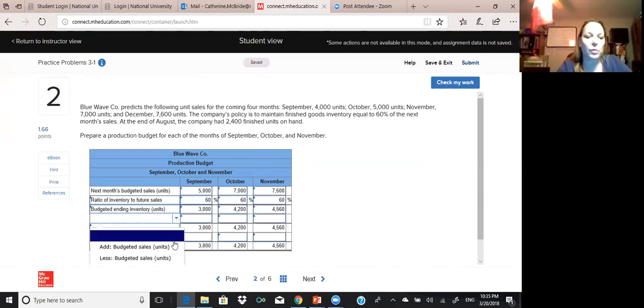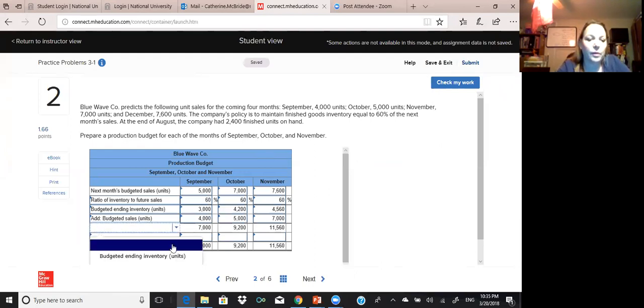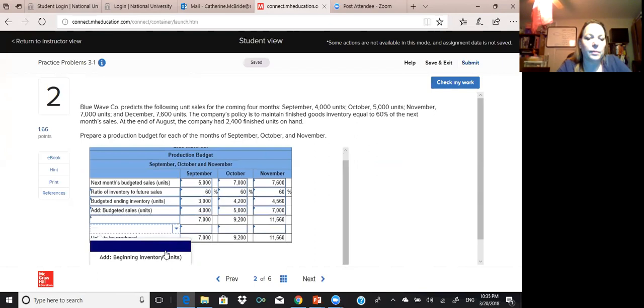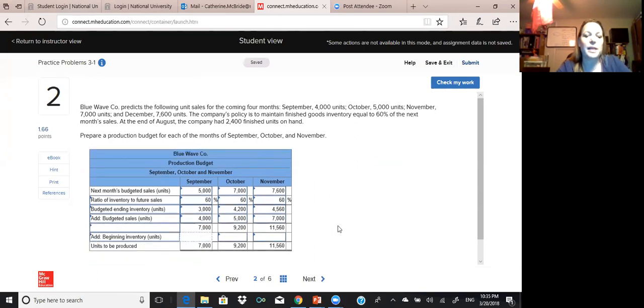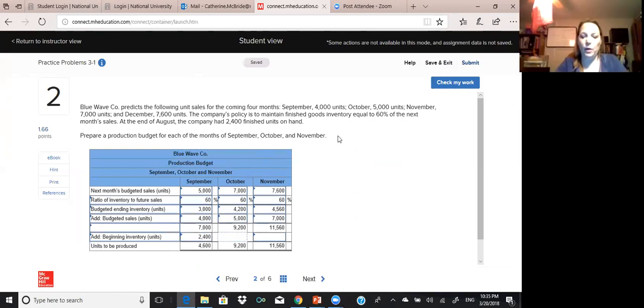Now what are we going to have to produce? The budgeted sales for the month. So for September, we need 4,000 units. For October, we need 5,000 units. And for November, we need 7,000 units. Minus what we have left in beginning inventory. Did they give us our first beginning inventory? 2,400. Right, 100 units on hand. And from here, we fill it in from here.